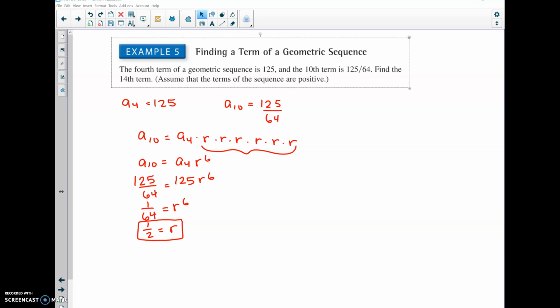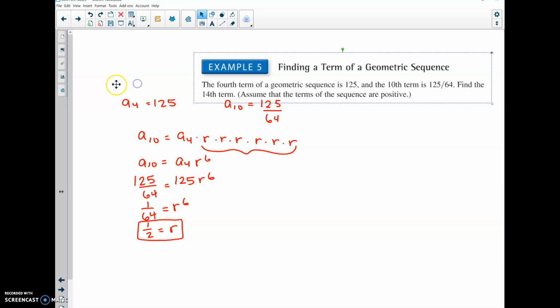Alrighty, so to make some room here, I moved everything over. So instead of spending the time coming up with the equation for what the nth term would be, let's just think about how to get from the 10th term to the 14th term, because it's asking for the 14th term.